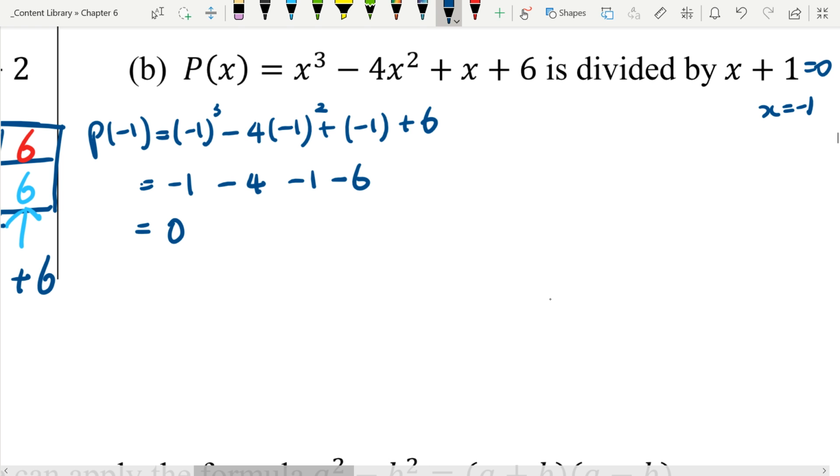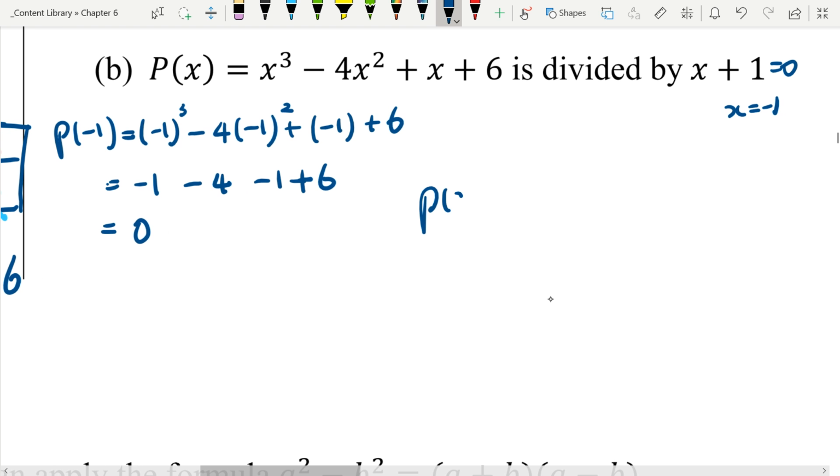Now, the interesting part comes, if x plus 1 is the factor, oh sorry, plus 6, and then that equals 0. I think my pen doesn't work very well. I write it. So it's plus 6, and then minus 1 minus 4 minus 1 plus 6 equals 0. So p(x), and now one of the factors is x plus 1.